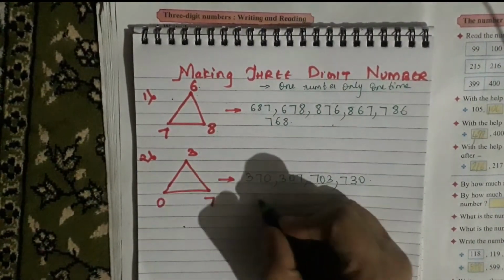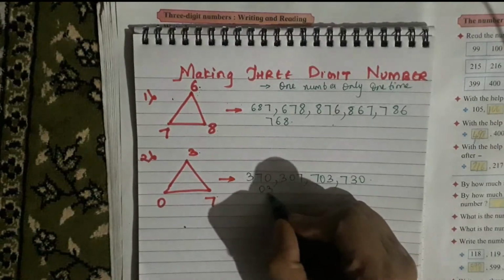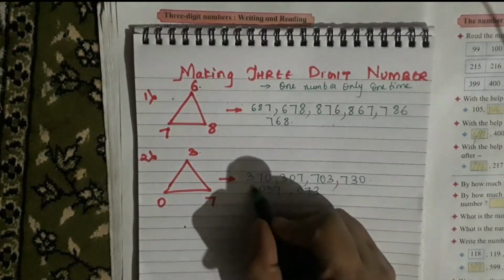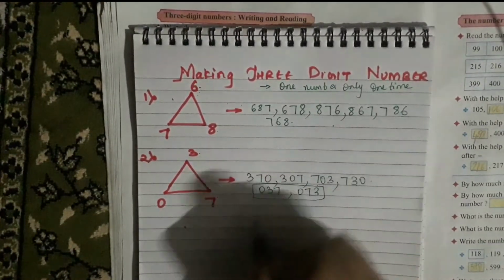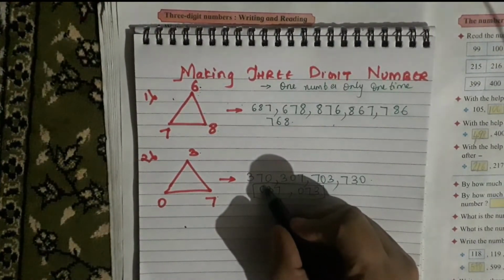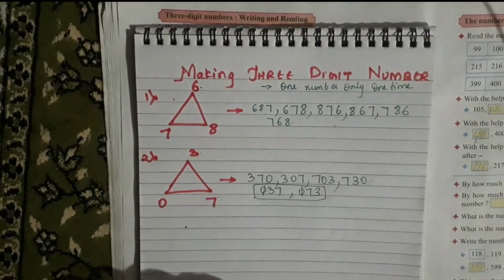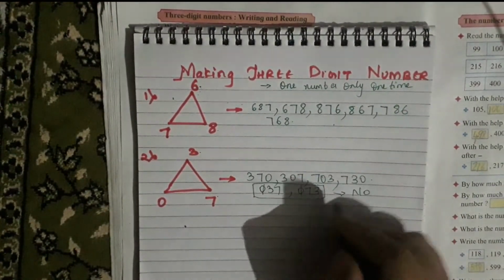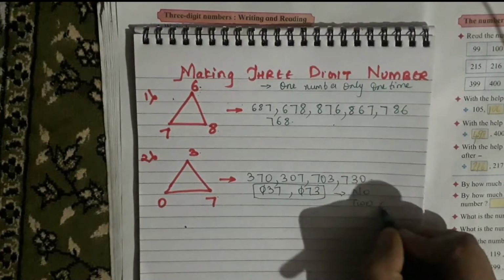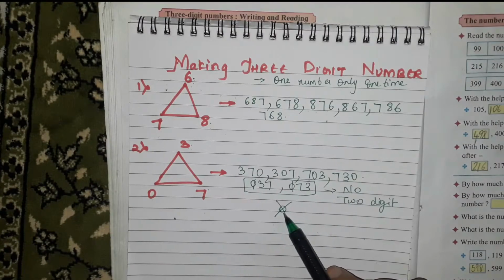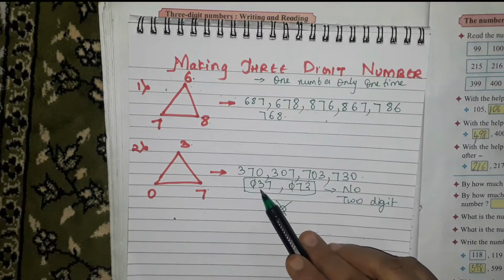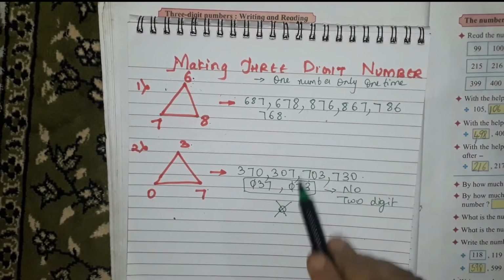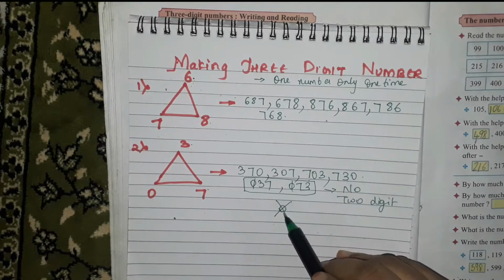So we will take 0 as the first number. So 0, 3, 7 and 0, 7, 3. Now first see these 2 numbers. Is it possible to have a 0 at the first place in a 3-digit number? No. Why? These numbers will become 2-digit numbers. We want only 3-digit numbers. So 0 cannot be put at the first place.